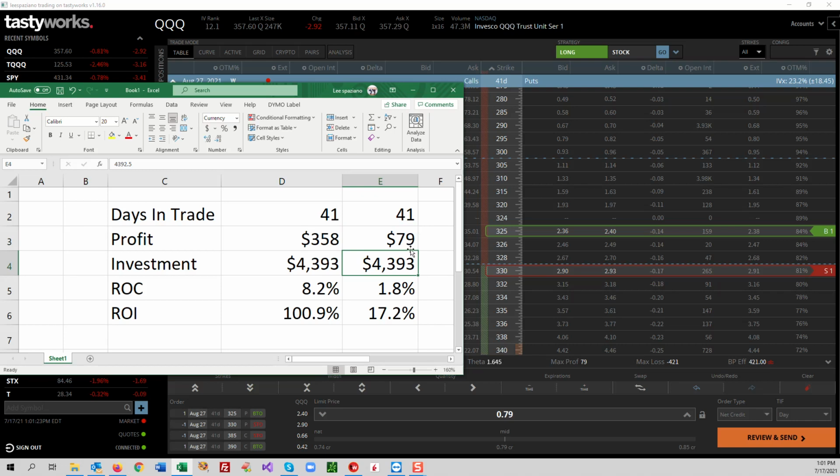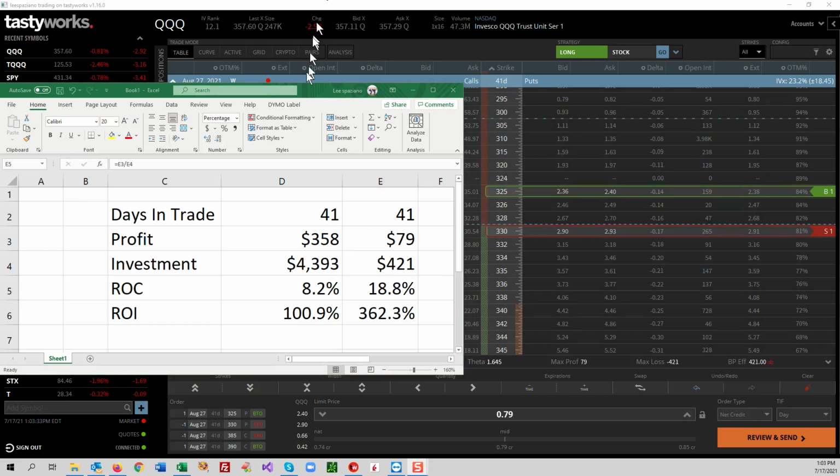And our total investment is 500 minus 79, which works out to be $421, right? So $421. And what you can see here is that the iron condor is actually paying more than 3 times as much as the strangle is. So it looks like the return on investment for the iron condor is much better than the strangle.